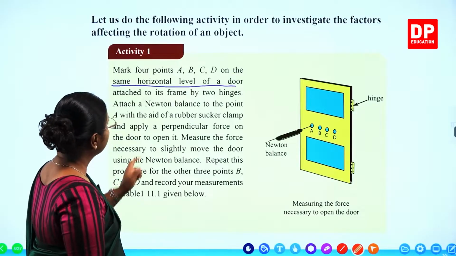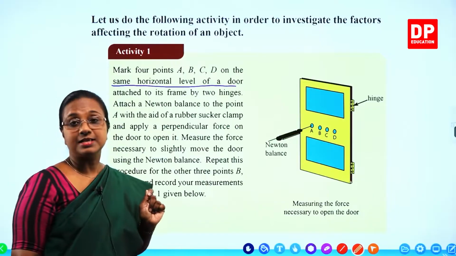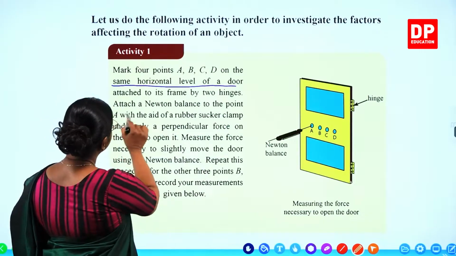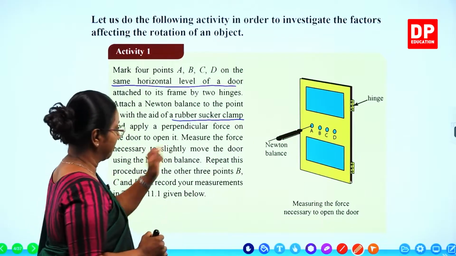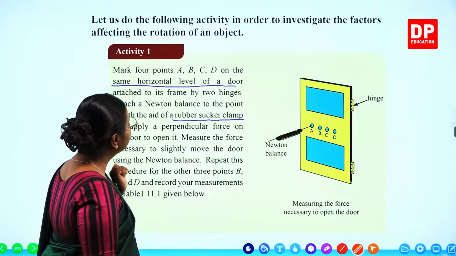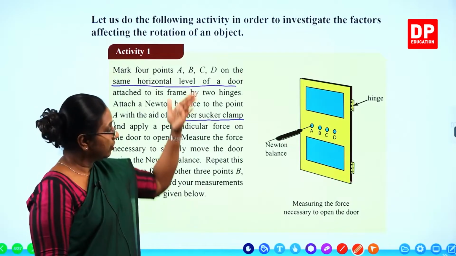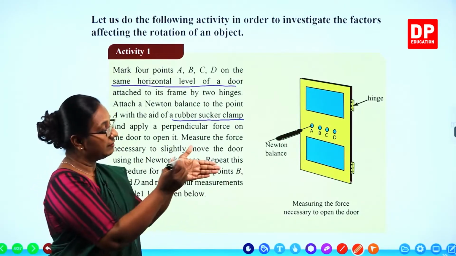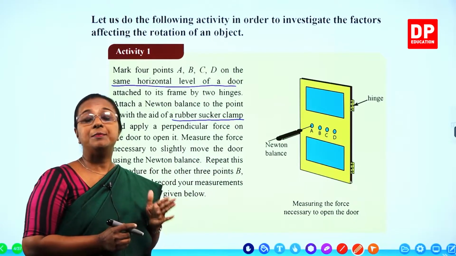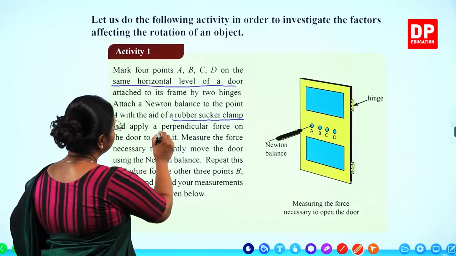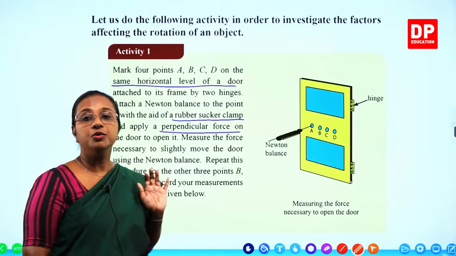Attach a Newton balance to the point A with the aid of a rubber sucker. So here, first we use point A with the aid of a rubber sucker clamp and apply a perpendicular force on the door to open it. So if the door is in this plane, we will be applying the force this way. So that is going to be a perpendicular force. So here you can see, apply a perpendicular force on the door to open it.